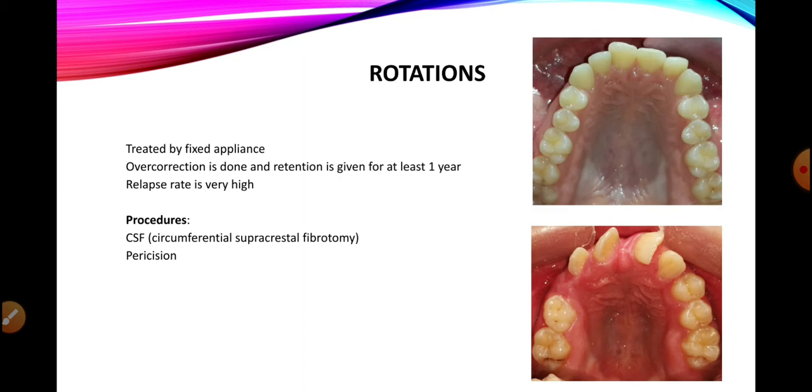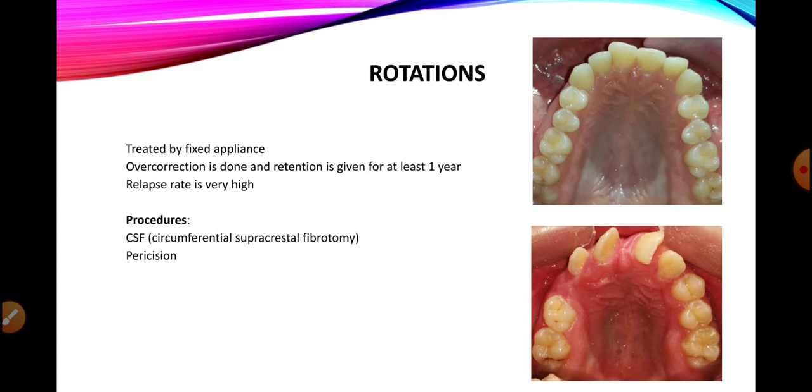And I told you earlier that the high relapse rate is because of the gingival fibers, particularly the circular fibers and the transseptal fibers, which are the gingival fibers. So what is usually done after the rotation correction is that certain surgical procedures are done in order to prevent the relapse. There are two types of surgical procedures. Number one is CSF and second is pericision. By CSF we mean circumferential supracrestal fibrotomy.